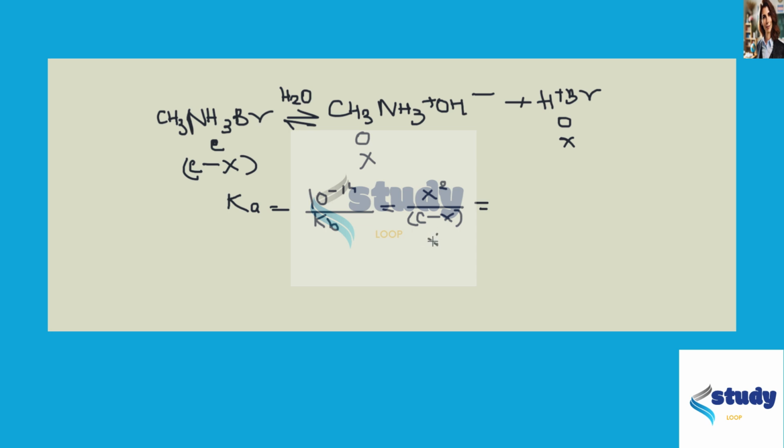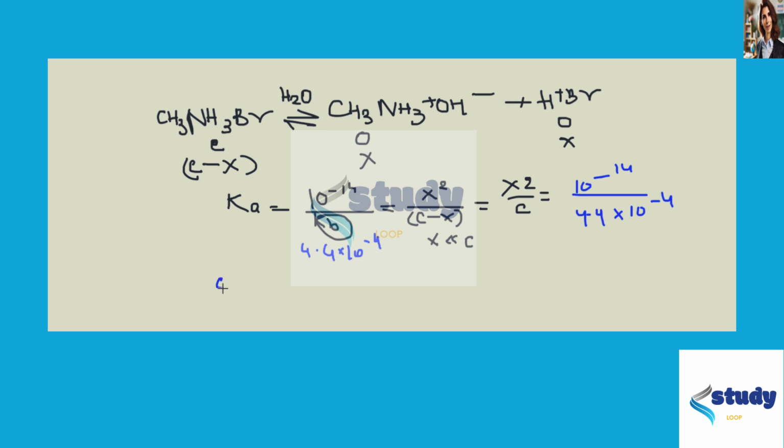In most cases, X is so much smaller than C that we can ignore it. So Ka equals X squared divided by C. This is a value that you have to know. It'll probably be provided to you. And Kb is 4.4 into 10 to the power minus 4, right? So your Ka over here will be equal to 10 to the power minus 14 divided by 4.4 into 10 to the power minus 4.